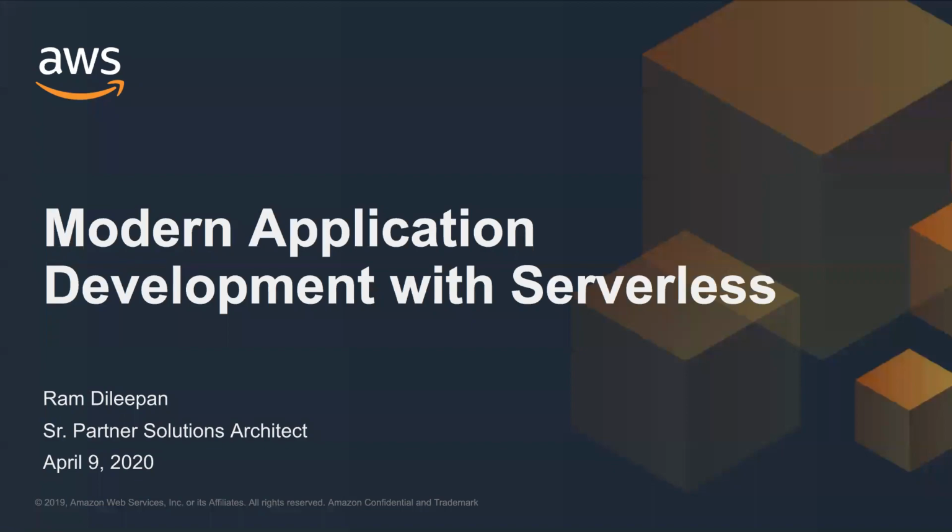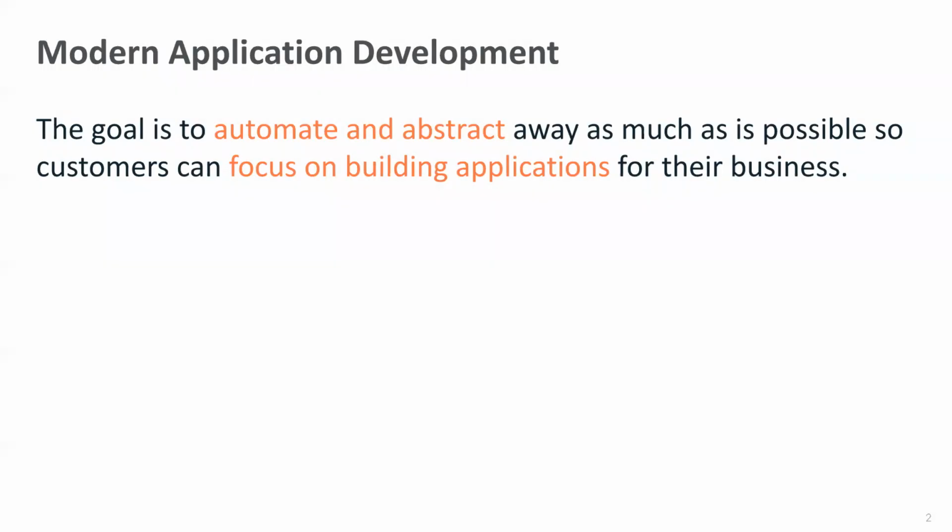So the main goal of modern application development is to automate and abstract away as much as possible from customers, so they can focus on building applications to meet their business needs. So what we do, as AWS cloud, is abstract a lot of the details from developers, so they can actually focus on building applications instead of working with infrastructure, setting up infrastructure, and so forth. And so this actually leads to the next slide, which is the rapid innovation, right?